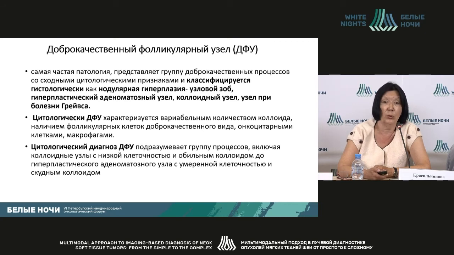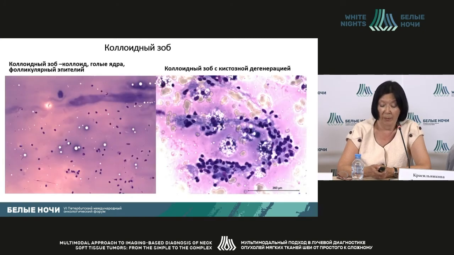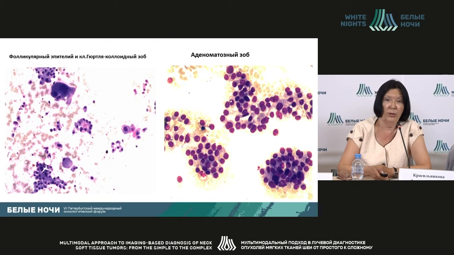Now regarding the benign nodular follicular node, it may contain colloid, a low amount of epithelium and a lot of colloid, or it may be an adenoma goiter with expressed proliferation of follicular cells. To the left, you see the classical picture of a colloid goiter that covers all the glass. Besides the layers of follicular cells, you see macrophages.